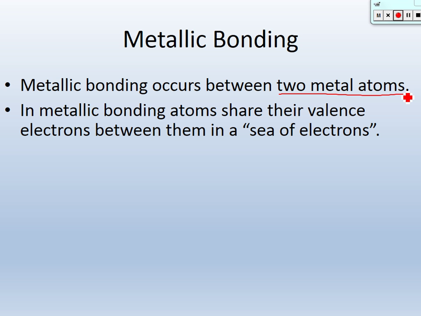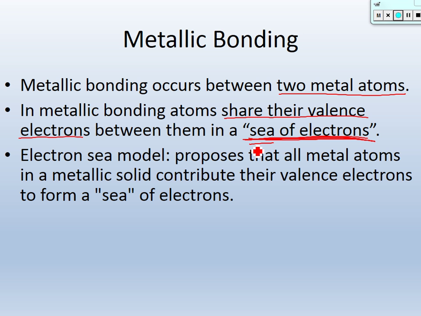In metallic bonding, atoms share their valence electrons between the atoms in what is known as a sea of electrons. This is going to be a common term you're going to hear in metallic bonding. Sea like the ocean, S-E-A. A sea of electrons. So they share their valence electrons in the sea of electrons. The electron sea model proposes that all metal atoms in a metallic solid contribute their valence electrons to form a sea of electrons. So there's just this whole bunch of valence electrons that the metal atoms kind of share. And I'll show you how that takes place here in another slide.